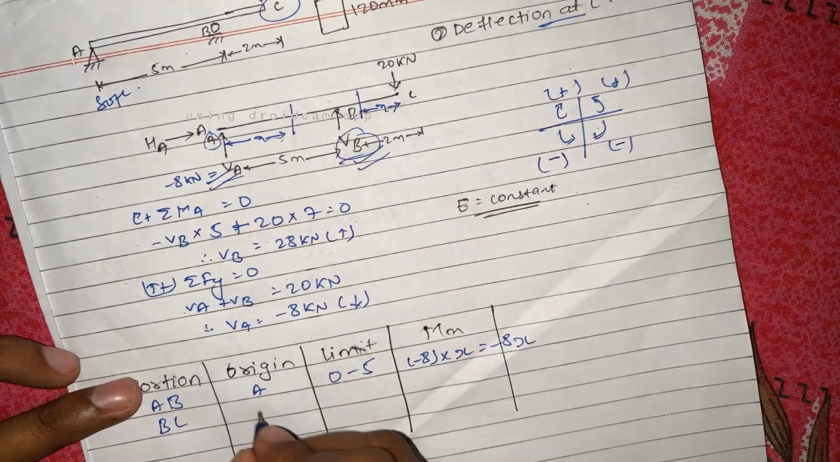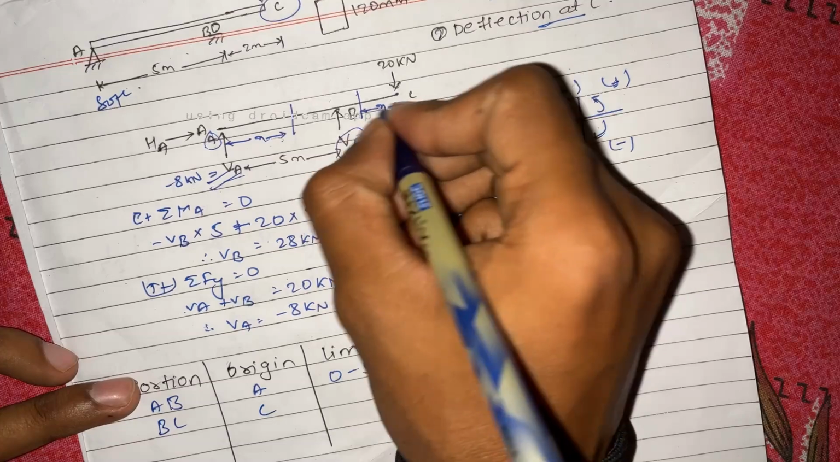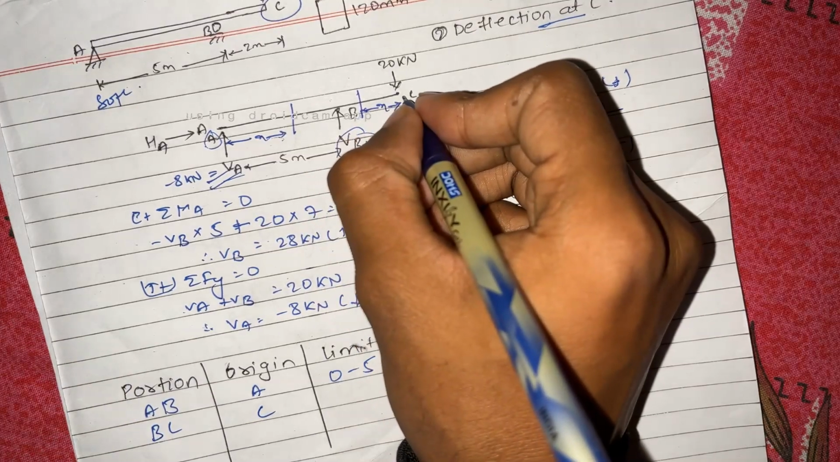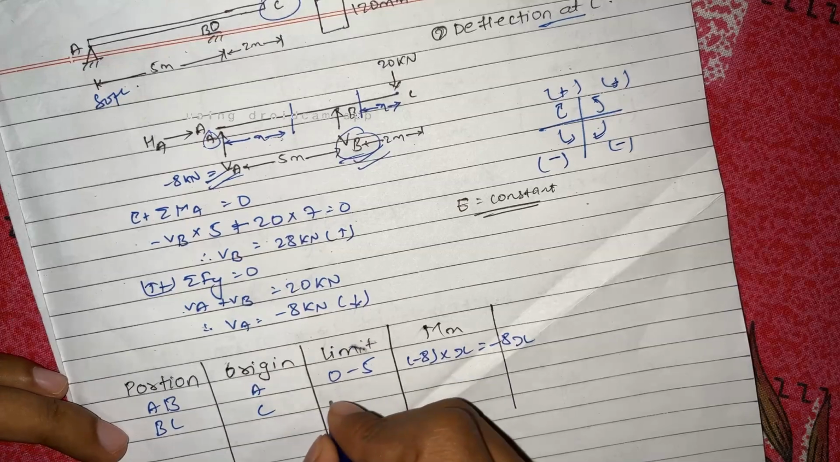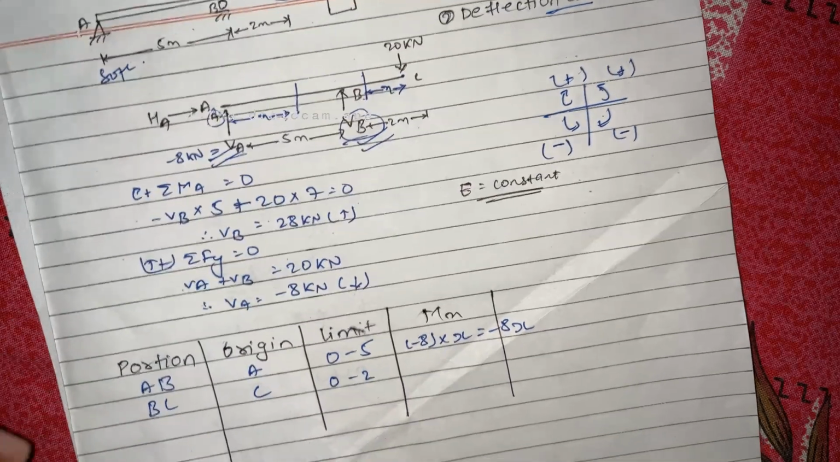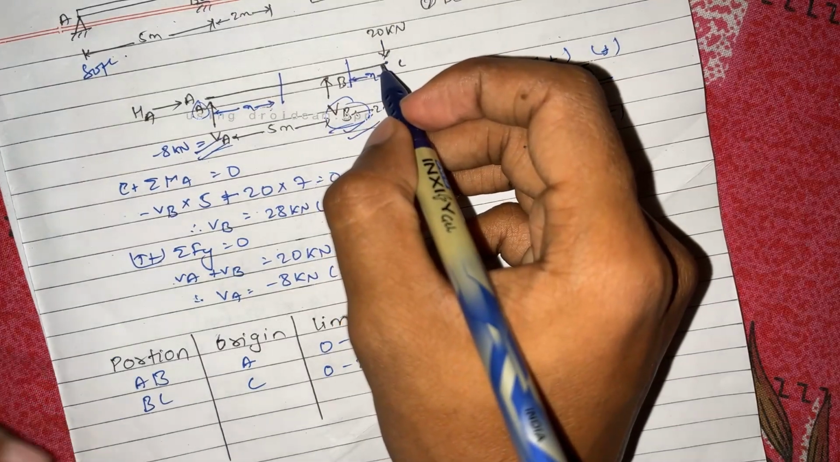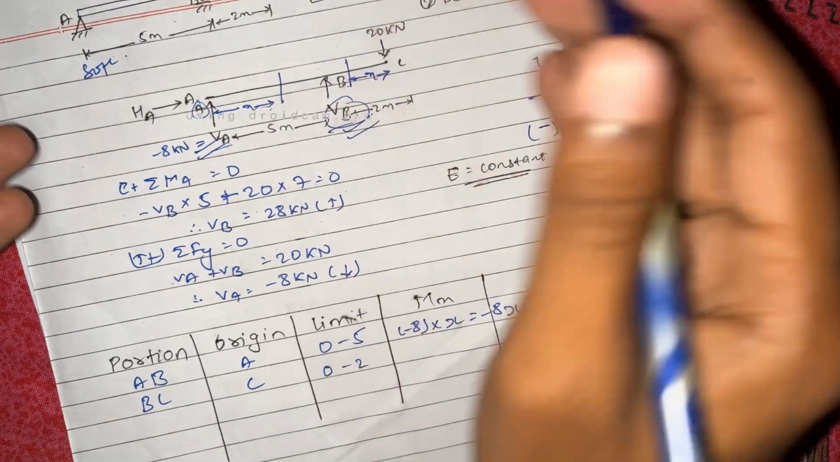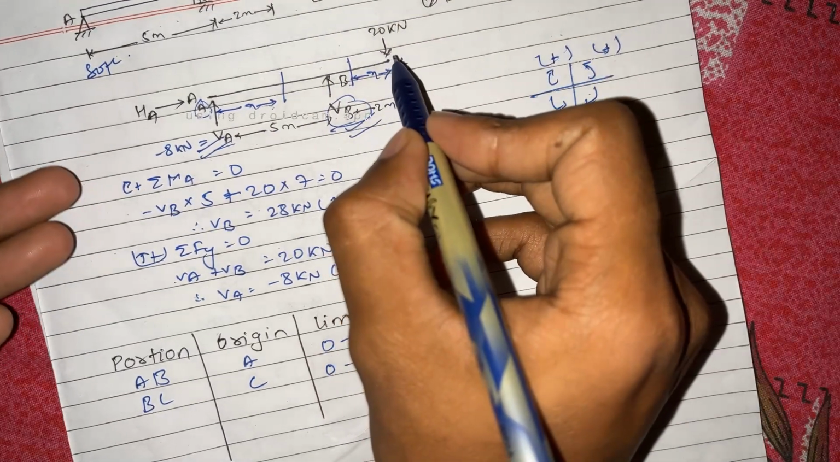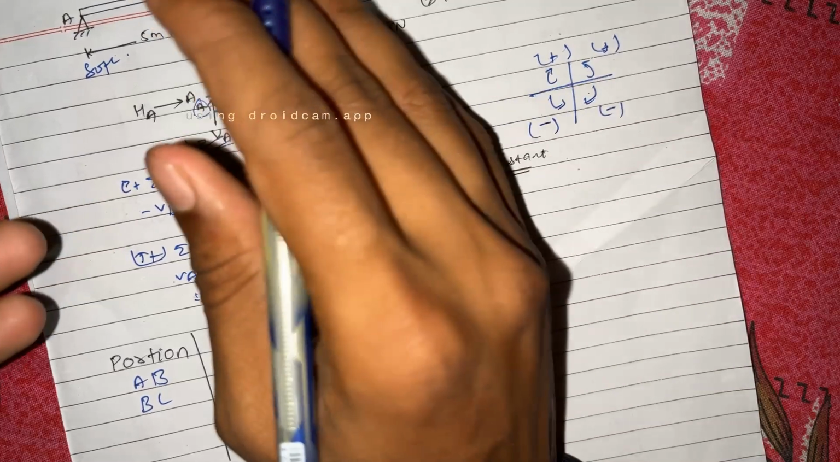Similarly, we'll take the force on BC here, and we'll take the origin as C, and draw a line of x distance from the point C, and we'll have the limit of 0 to 2. Here we can see we are taking the moment from the right side. So we have a 20 kilonewton force acting downward.